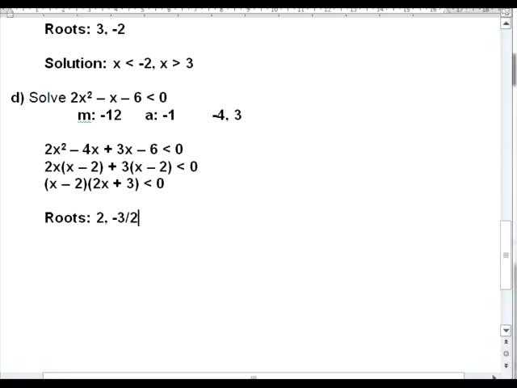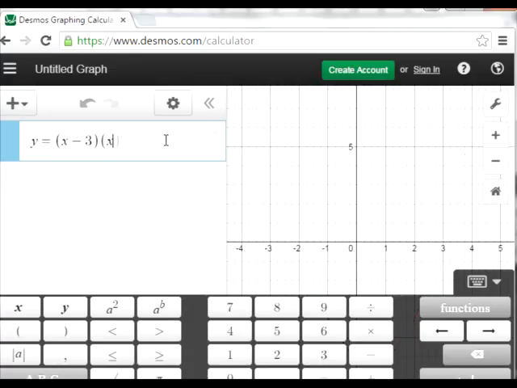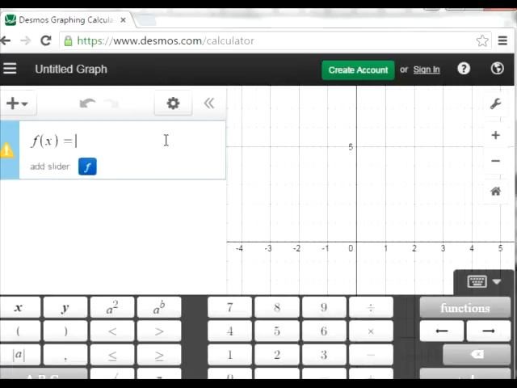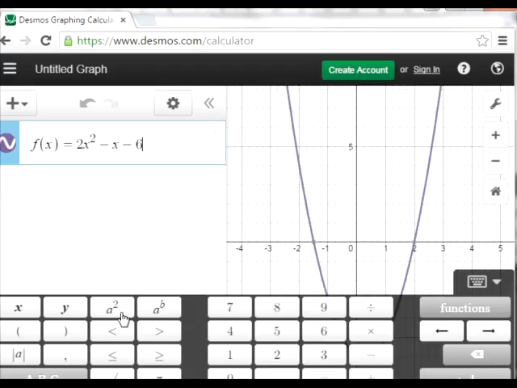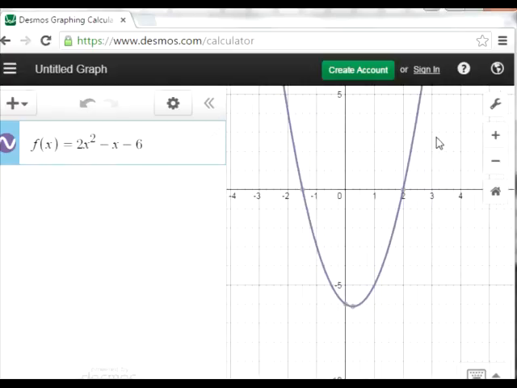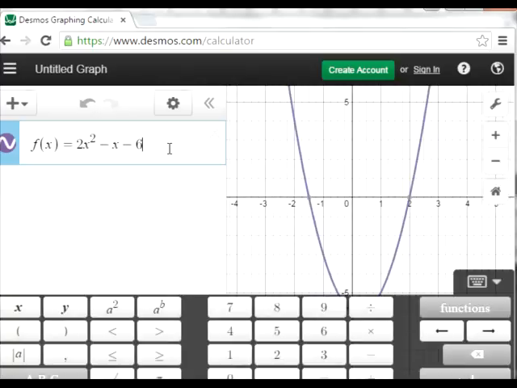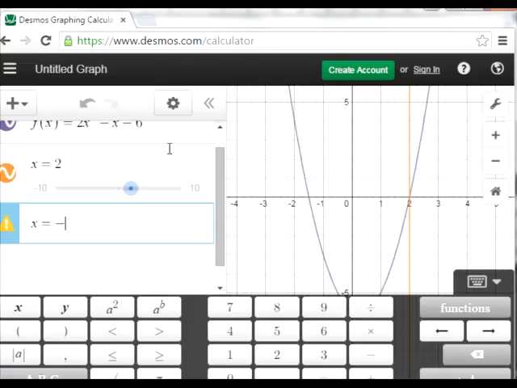Alright, so what you should do right now is do a very, very rough sketch. The graph's going to open upwards because the a value here is positive. Alright, so if I graph this, let's get rid of some of these. I'll call that, actually since we're in functions, let me call it f of x equals 2x squared minus x minus 6. Okay, let's maybe change that scale. Actually, it looks pretty good. Okay, so there's my graph right there. I'm going to put my roots in here as x equals 2 and x equals -3 over 2.